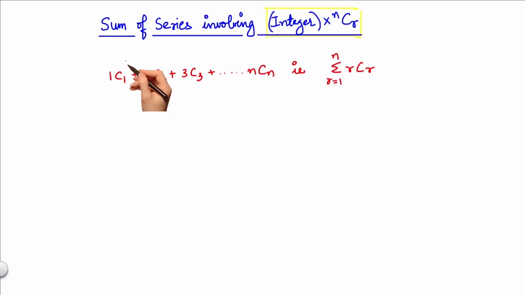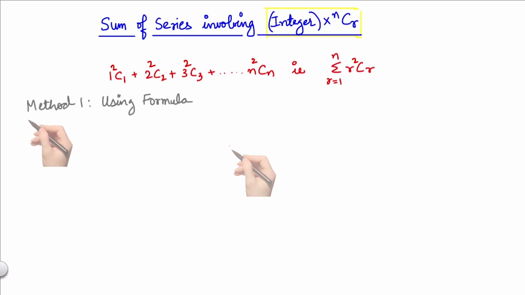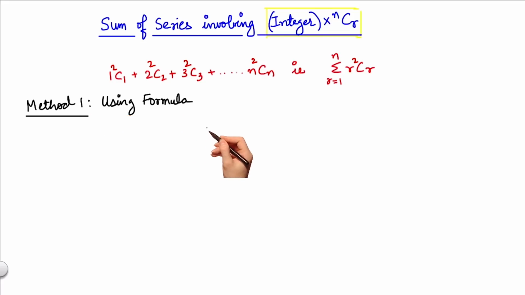Now let's take a look at another series where I have to find out the sum of 1 square C1 plus 2 square C2 plus 3 square C3 until n square Cn, that is the sum of r square Cr. Again, we can use both the methods to find out this sum. We will start with the first method, which is the formula method.